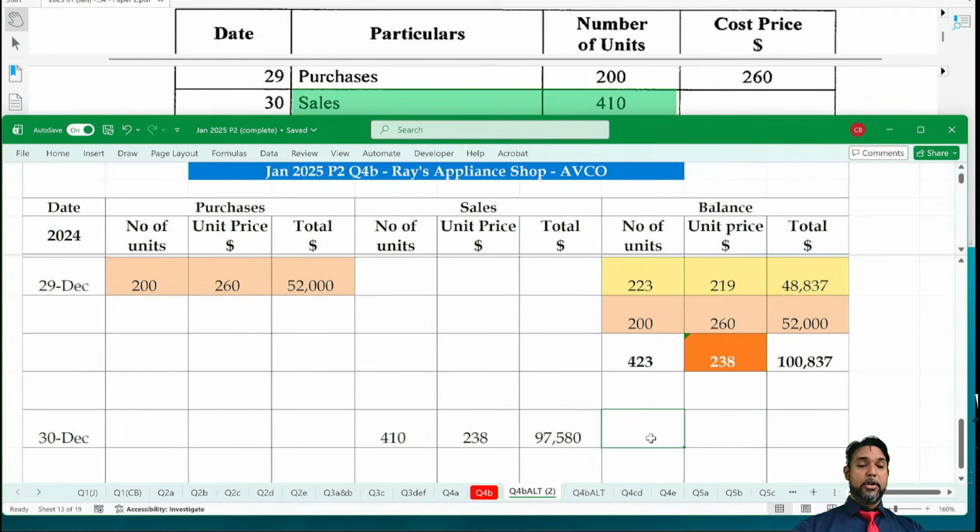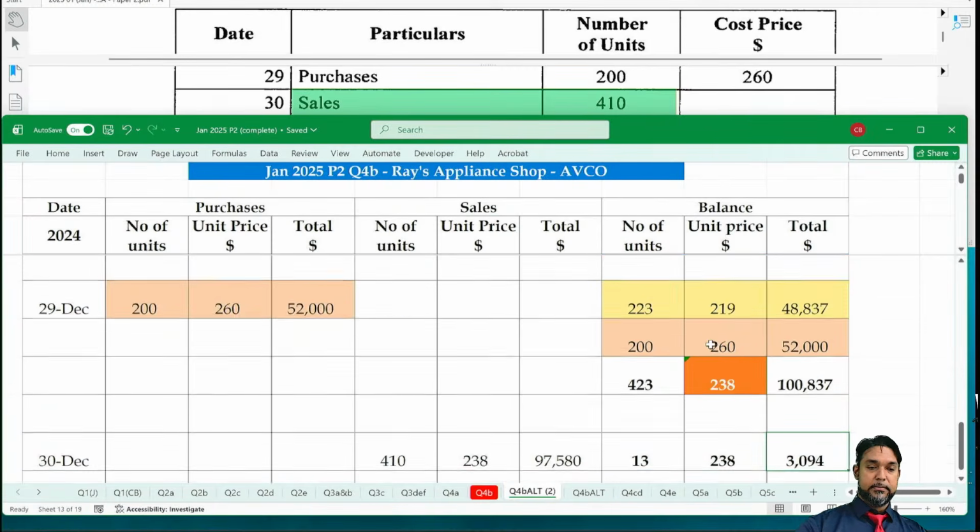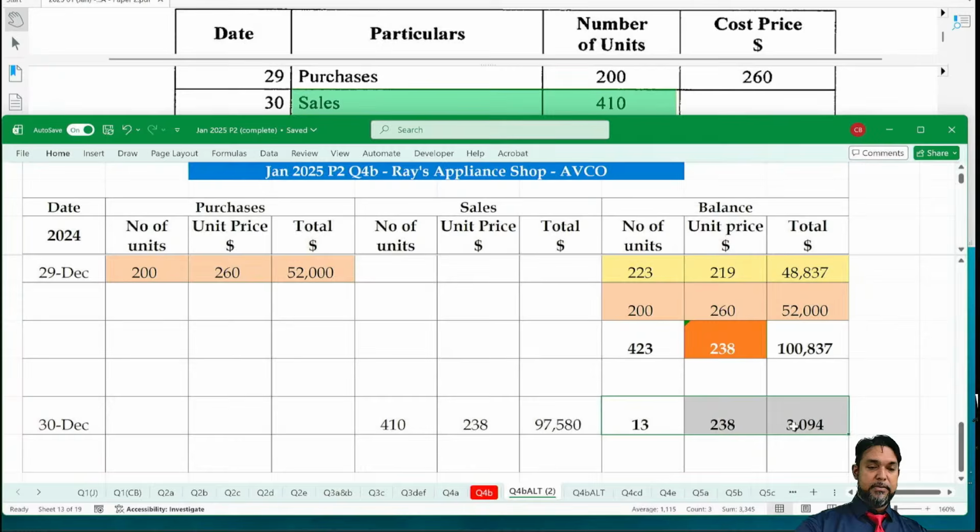So now what do we have left? We had 423, we sold 410. So we sold almost the whole batch. 423 minus 410 is 13 units. The weighted average cost is 238. Now all we have to do is multiply going across, 13 by the 238. That gives us our last balance.